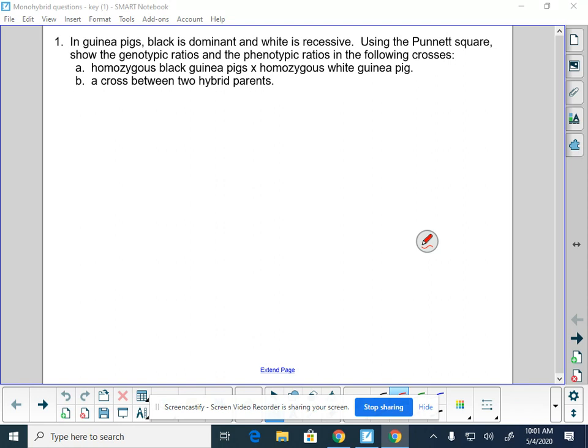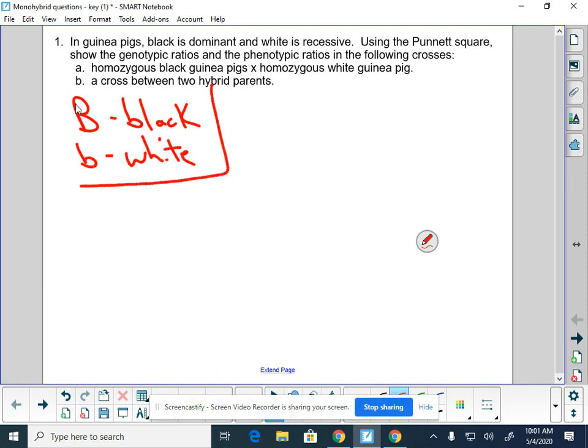Monohybrid questions. In guinea pigs, black is dominant and white is recessive. The first thing you have to do whenever you get any type of genetic question is make a legend. So pick a letter, capital letter for dominant, so capital B works for black, lowercase letter, in this case, for white. There's my legend. That's all I need for this question. Using the Punnett square, show the genotypic ratios and the phenotypic ratios in the following crosses.